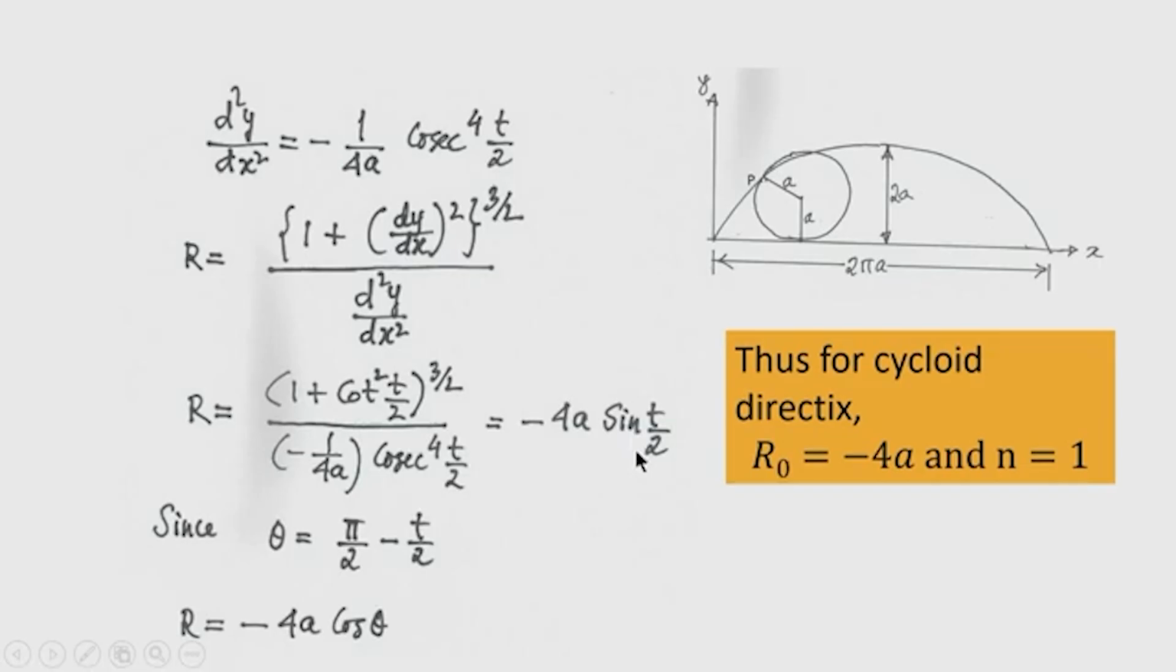Okay. Now, you can note that theta is equal to pi by 2 minus t by 2. So, if I substitute t by 2 here as pi by 2 minus theta, then it becomes minus 4a cos theta.